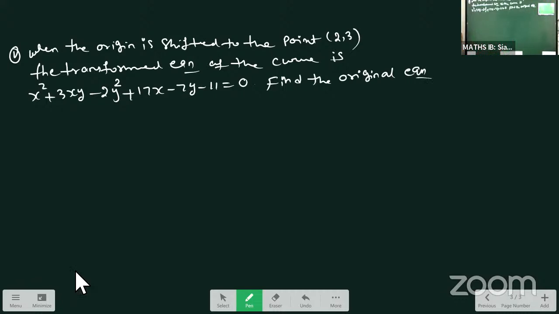Basically, 3 things you have to remember here. We have original, we have translation, 2 different words, and we have shifted origin. 3 different points are there to notice.